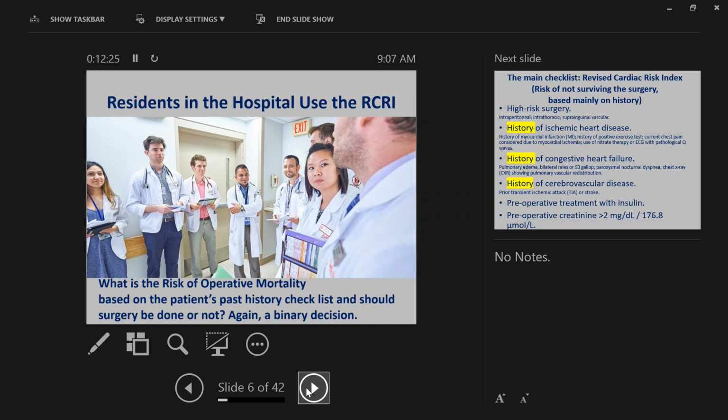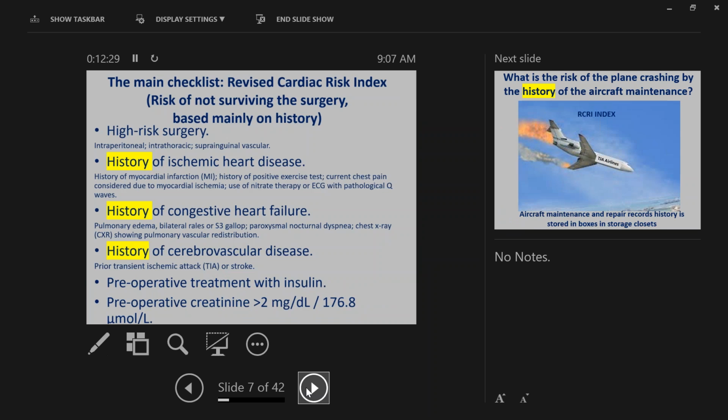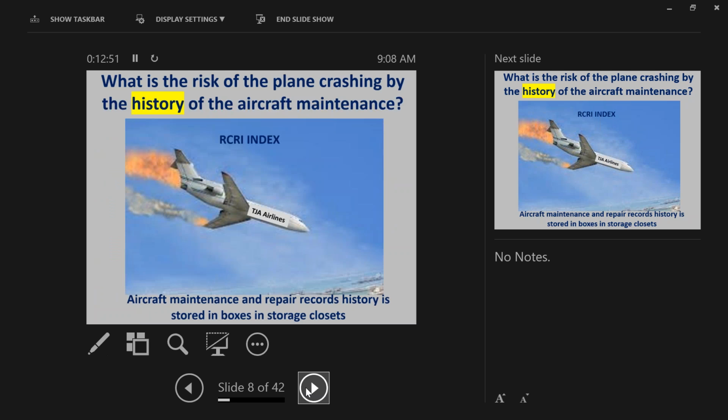They have a checklist: should surgery be done or not? Binary decision. So this is their checklist. It's called the Revised Cardiac Risk Index. And you can see history of ischemic heart disease, history of congestive heart failure, history of cerebral vascular accident or disease. So of the 6 factors that are used, 50% have to do with history.